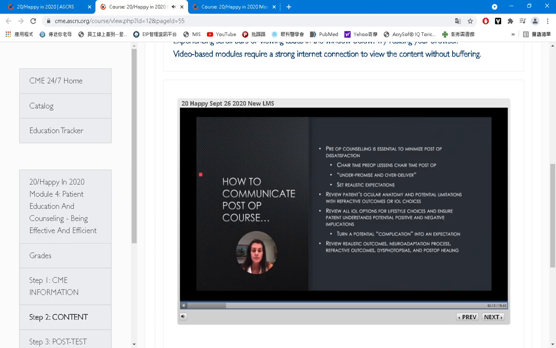Refractive outcomes need to be discussed with the patient, specifically dysphotopsias as well, and let the patient know that they may have some halo and glare. And the post-op healing course. Some of the drops we have the patients on may increase dry eye. The procedure itself can increase dry eye, and so letting the patients know that beforehand will help them accept it afterwards.